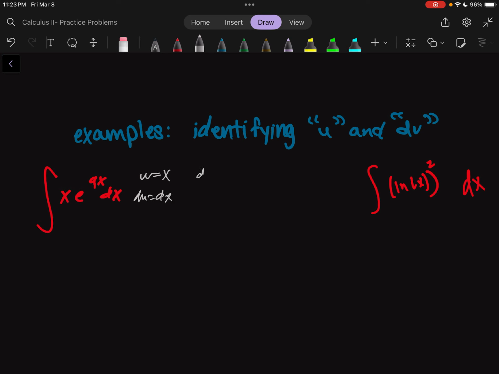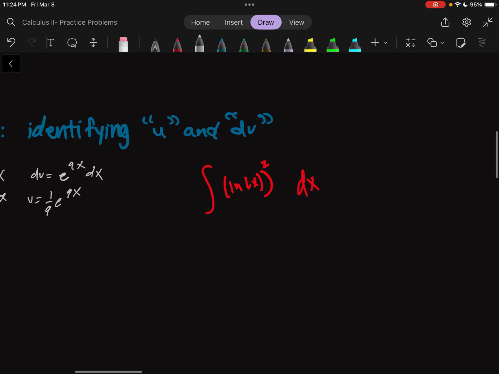And we like to make dv something that's easy to integrate. That ends up being super easy to integrate, right? Because if you were to take the derivative of 1/9 e to the 9x, you get an extra 9 from the chain rule, which would cancel with the 1/9, so we know we did that correct. So we're going to use all four of these in the formula uv minus the integral of v du. And then that integral will no longer have a product in it.